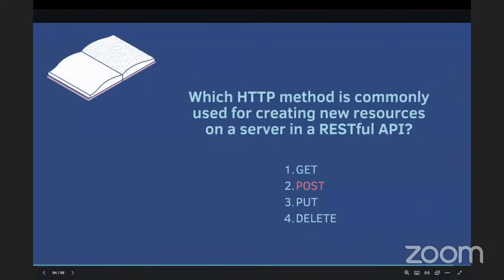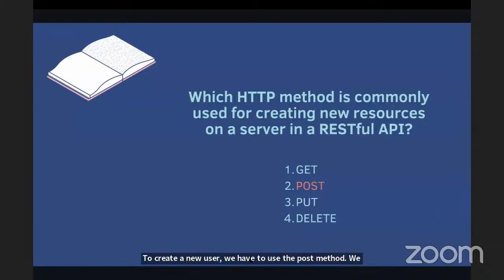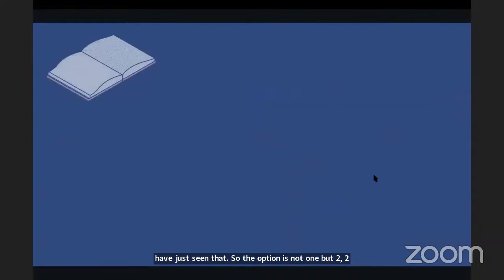Perfect. So the correct answer here is option two, right? We have just seen to create a new user, we have to use the post method. We have just seen that. So the option is not one, but two. Two is the correct answer. Here is the next question for you.